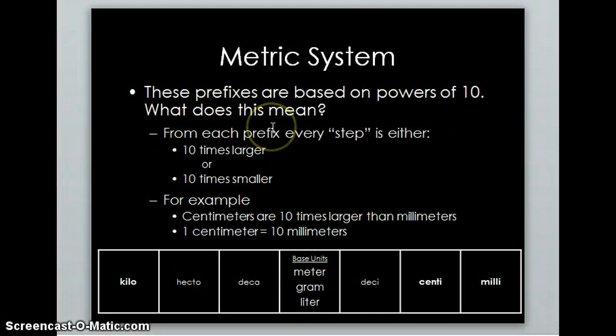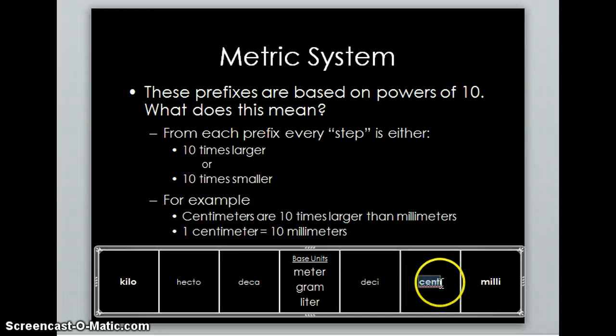The prefixes, like I said before, are based on powers of 10, and basically this just means that going between the prefixes makes things 10 times larger or 10 times smaller. So, for example, when we're looking at centimeters, centimeters are 10 times larger than the millimeters to the right, and 1 centimeter is equal to 10 millimeters.